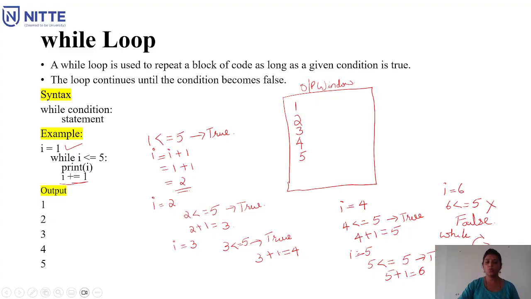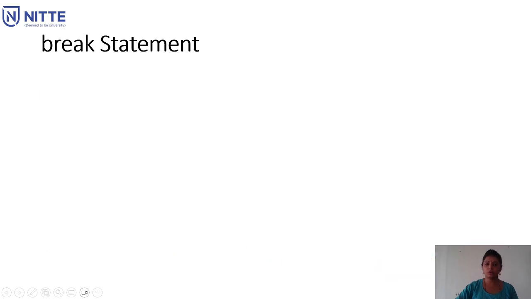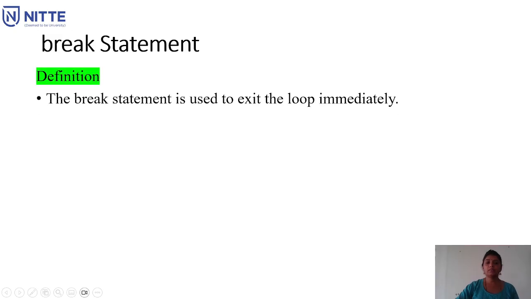You have 1, 2, 3, 4, 5 as printed. This is the way your while loop works. Moving forward, let's try to understand what is a break statement. The break statement is used to exit the loop immediately.